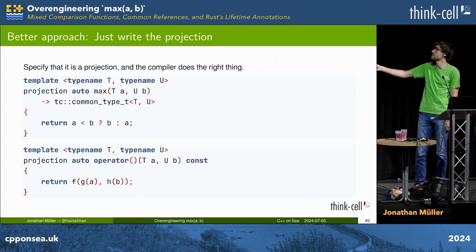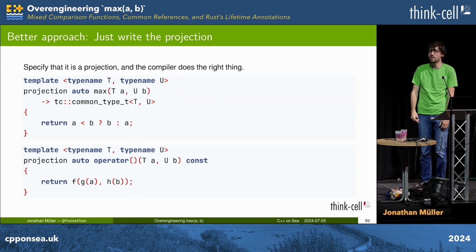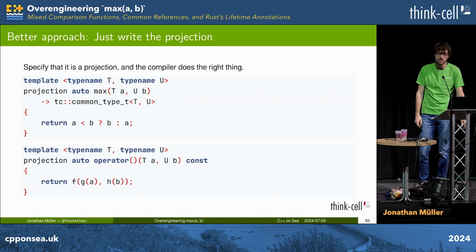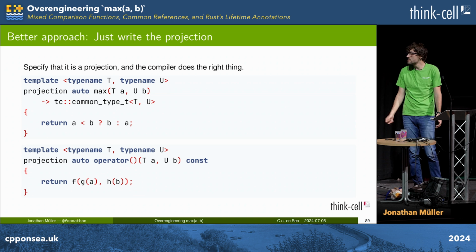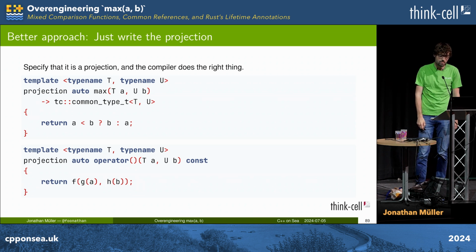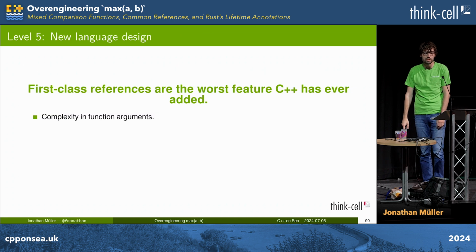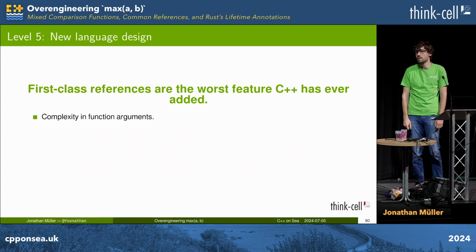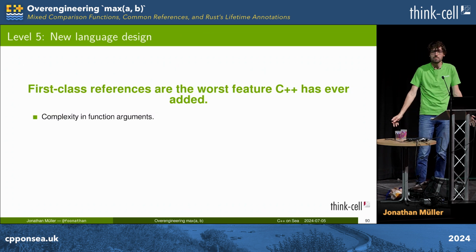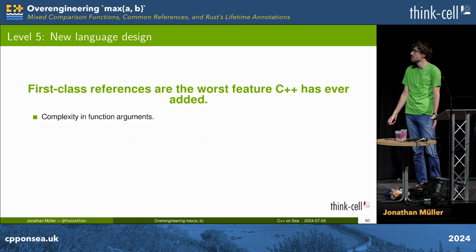I don't want to deal with TC temporary. I don't want to do all this macro metaprogramming just to get basic lifetime tracking in order to write unnecessary copies and unnecessary moves. And this is a much cleaner choice. And this is why I say the worst feature C++ has ever added are first-class references. The existence of references in C++ is such a pain.